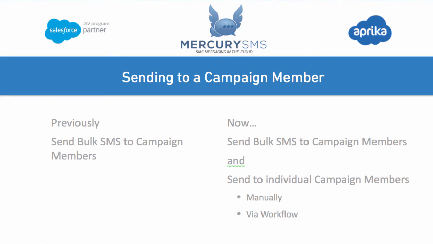Previously, when sending to campaign members, you were only able to perform a bulk SMS from the campaign record, choosing to send to all members or those matching a specific campaign member status value. You are now also able to send an SMS to an individual campaign member. This can be done manually by clicking the Send SMS button on the campaign member record. You can also send SMS templates to the campaign member via a workflow rule or process builder by updating the SMS code field on the campaign member record.